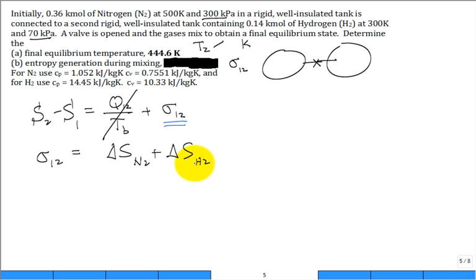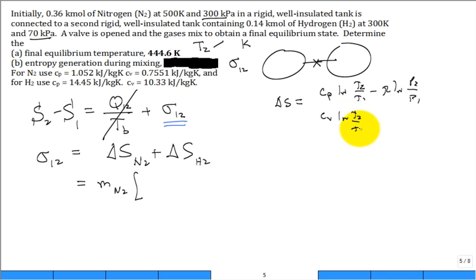Does that make sense? And so this will be the mass of the nitrogen times... I have constant specific heats, so that's nice. And I really have a couple of equations. I'm looking for a change in the specific entropy of an ideal gas. There are two equations that you might be tempted to use, but they're both equivalent. You might use C sub P, natural log of T2 over T1, minus R, natural log of P2 over P1, or C sub V, natural log of T2 over T1, plus, not minus, R, natural log of V2 over V1.